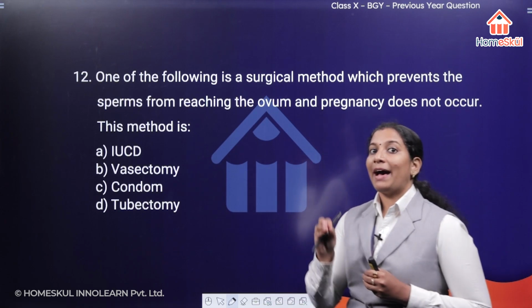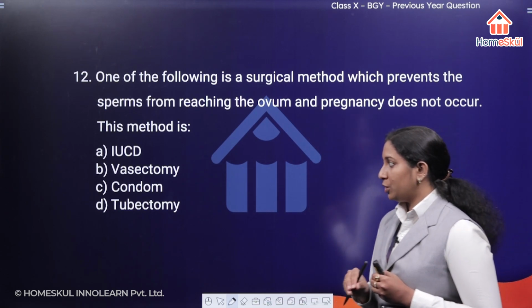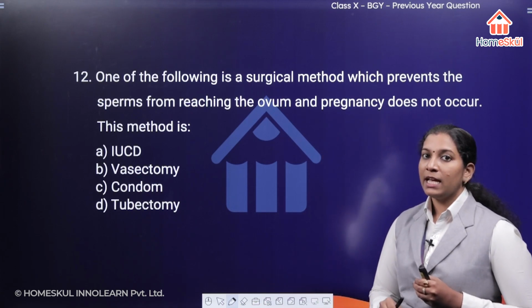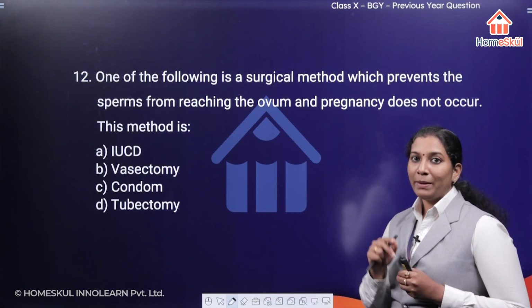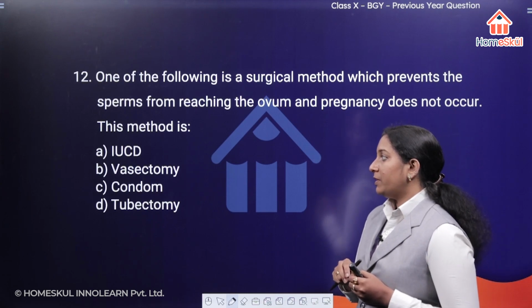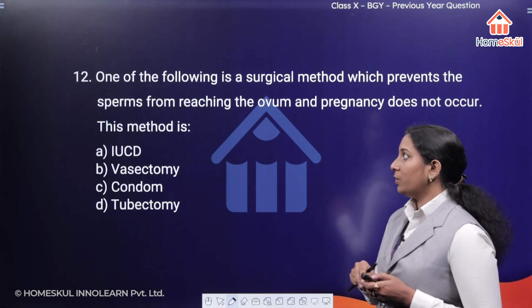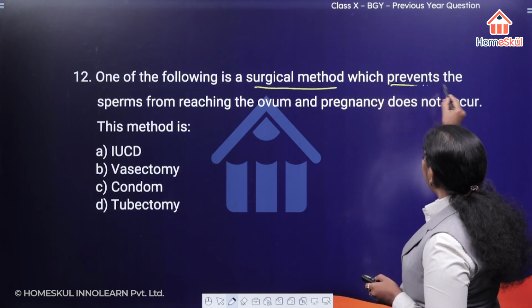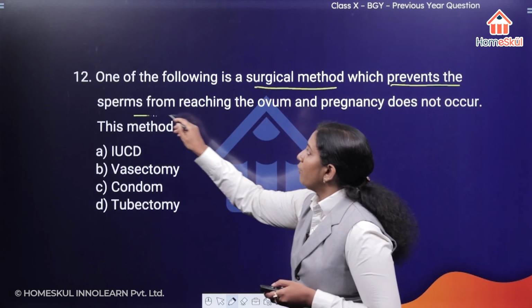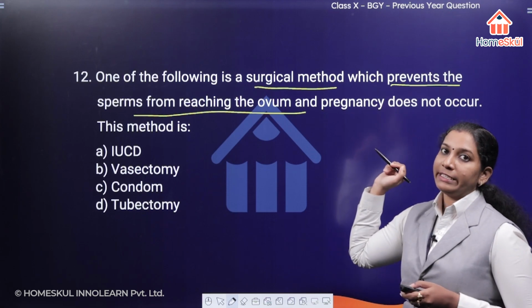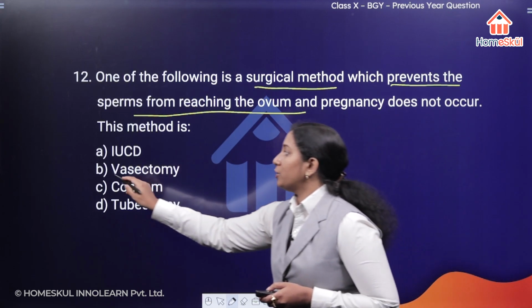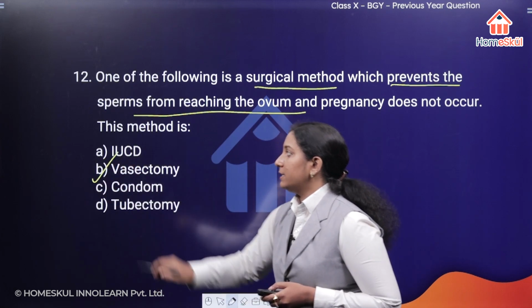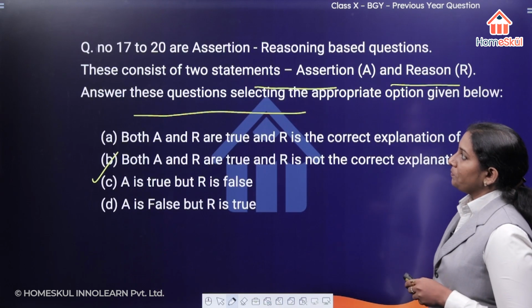Condoms are actually barrier methods for contraception and physical barriers. And tubectomy is actually done in females, cutting the oviduct or the fallopian tube and tying it, for the prevention of pregnancy, for contraception. So here the question is a surgical method which helps in preventing the sperms from reaching the ovum and preventing the pregnancy. So you can choose this one as the correct one. Vasectomy is the surgical method for this, right?